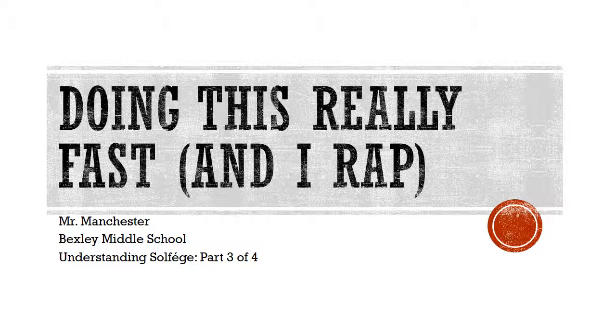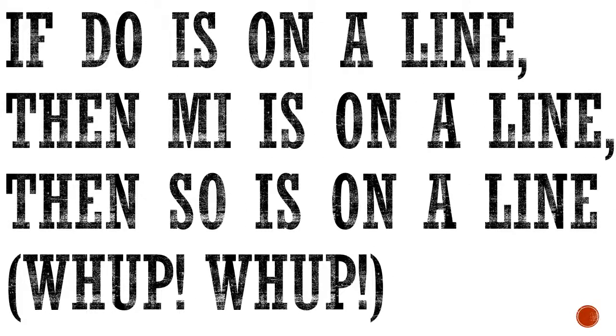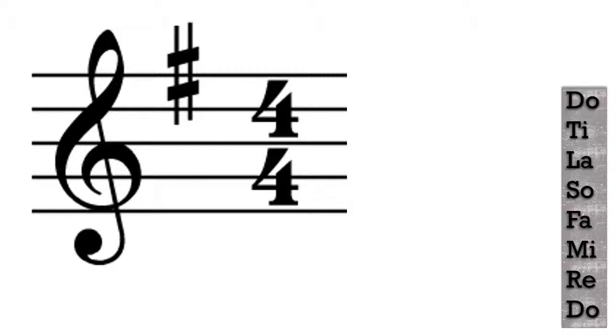Alright, the next part of this is doing this really fast, and you can look forward to a little rapping. The rap that we're going to do to help us with this is: if do is on a line, then mi is on a line, then so is on a line. Whoop, whoop. Again, if do is on a line, then mi is on a line, then so is on a line. Whoop, whoop. And we'll look at how this plays out.